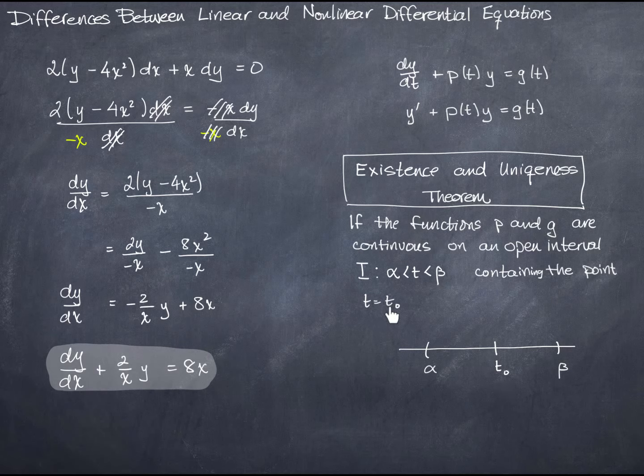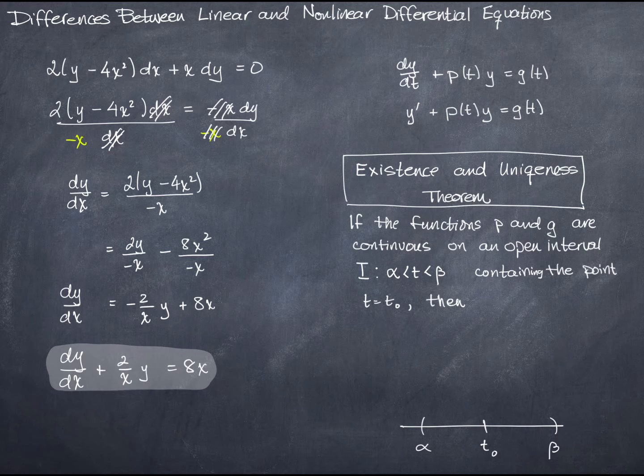So when we say t equals t naught, we just mean that the specific, unknown value of t is somewhere between alpha and beta. And it has to be between alpha and beta. It can't be equal to alpha or equal to beta because it's an open interval that contains this point t naught. Okay, so that's what that means. I've moved my little number line down rather than erasing it altogether because I think it's going to come in handy in a minute.